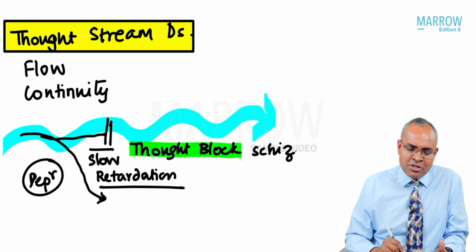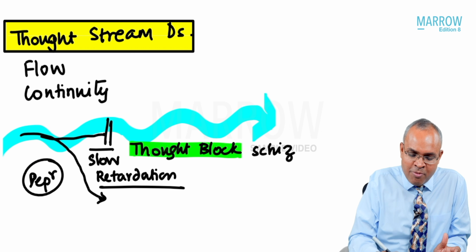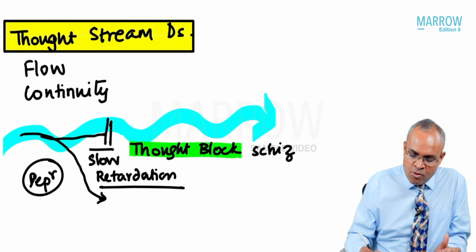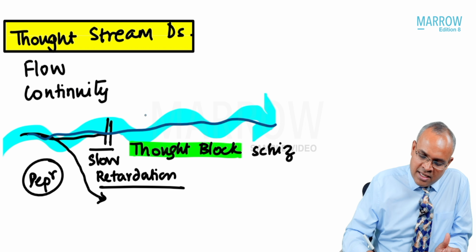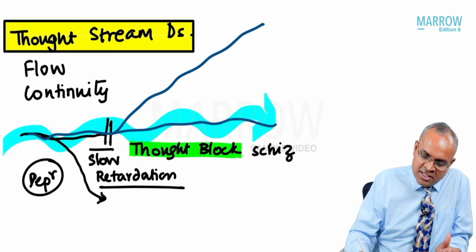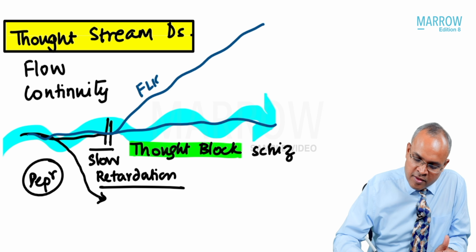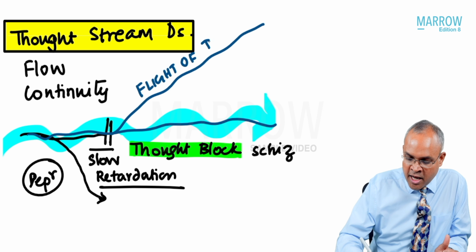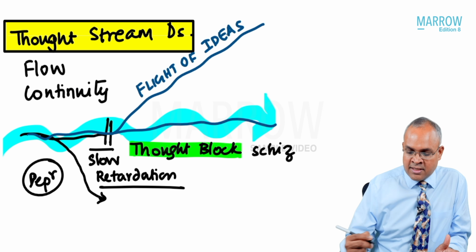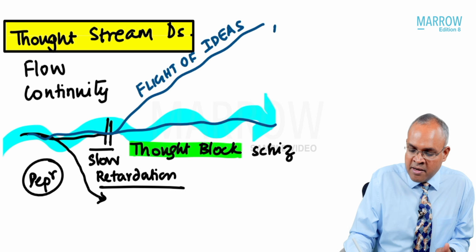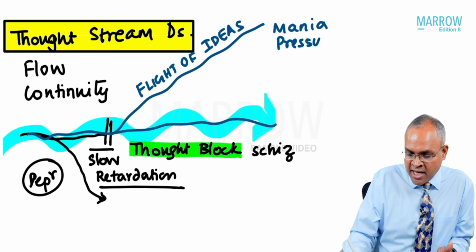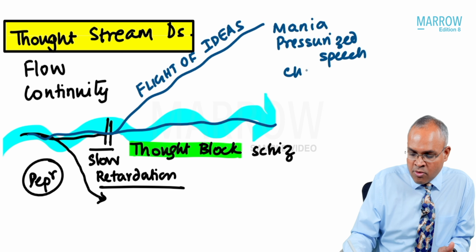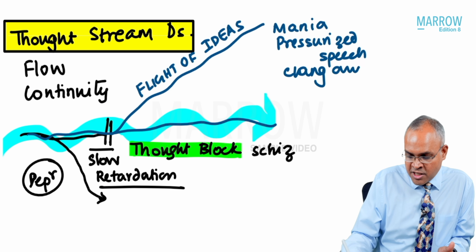When you're talking about thought stream disorder, two things you should know, especially for exams, are these. One is, instead of the stream going like this, in some patients the stream can go up like this. That is called flight of ideas. What is this flight of ideas? It is seen in patients with mania. These patients will have pressurized speech, and they are also known to have clang association.